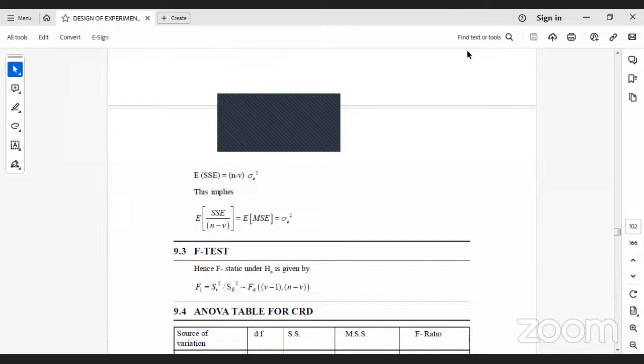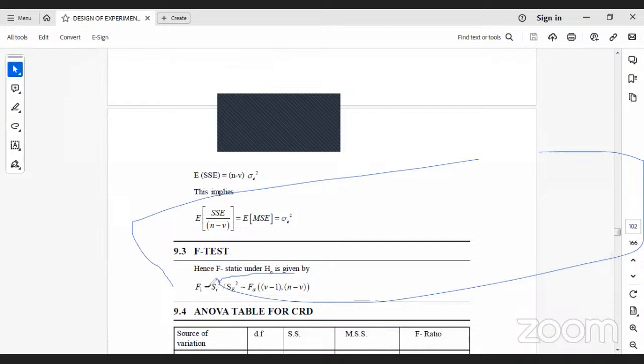ఈ ఫార్ములా మనం ఎక్కడైనా వాడామా? ఈ ఫార్ములా చూపండి నాకు. ఈ ఫార్ములా వాడామా ఎక్కడన్నా?